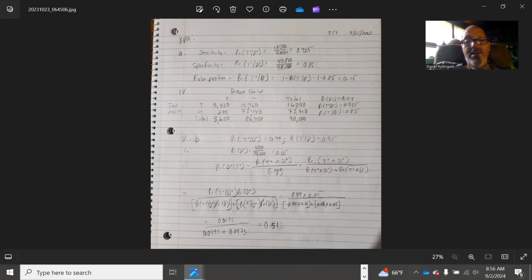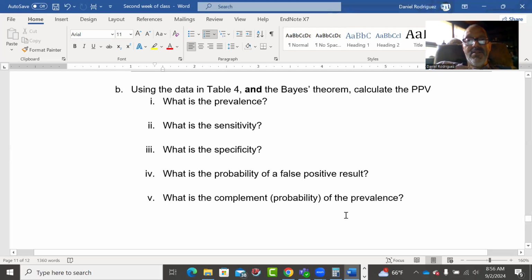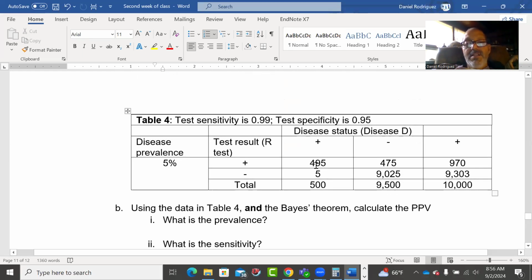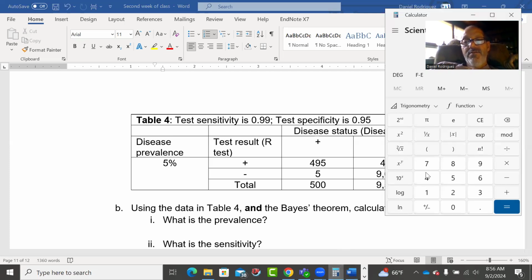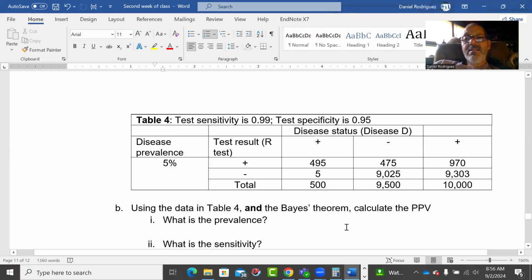You can check your work by going back to your table. By definition, PPV is the probability of being disease positive given you test positive. So 970 tested positive. So 495 divided by 970 equals 0.51. That's the same thing that we calculated.